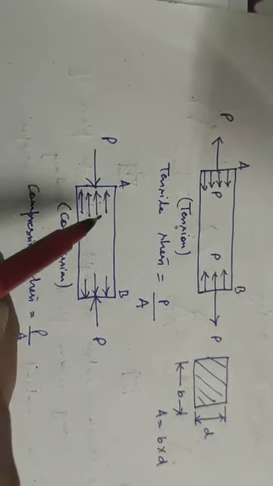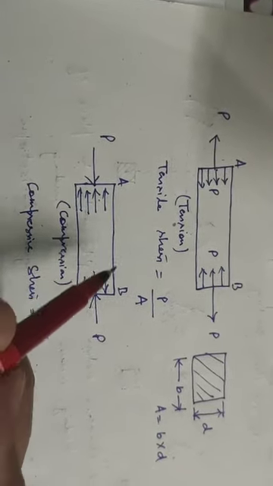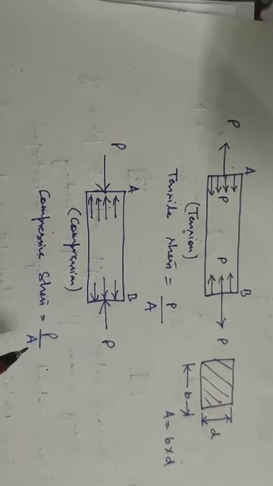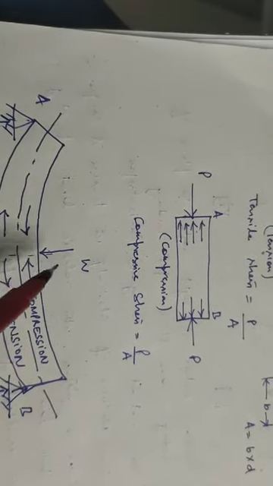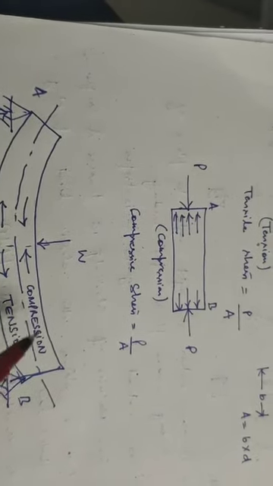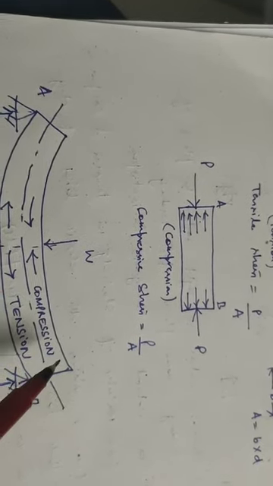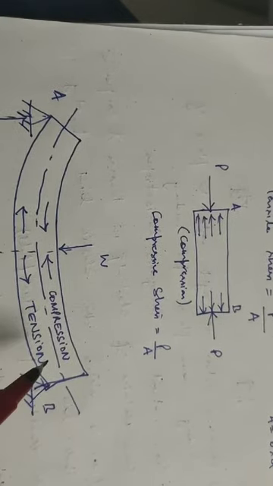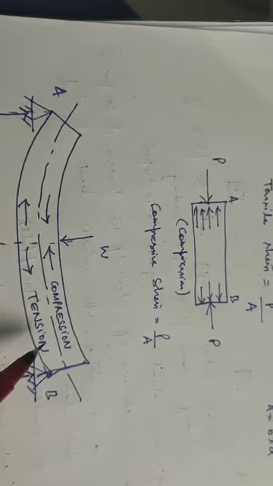The internal forces will resist this force, and this internal resistive force divided by the cross section area is said to be your compressive stress. So we say that whenever bending takes place, the upper fibers will be in a state of compression. Hence, in the upper fiber there will be compressive stress, and the lower fiber will be in a state of tension, and the stress in the lower fiber will be your tensile stress.